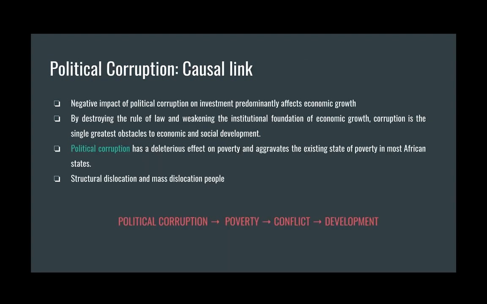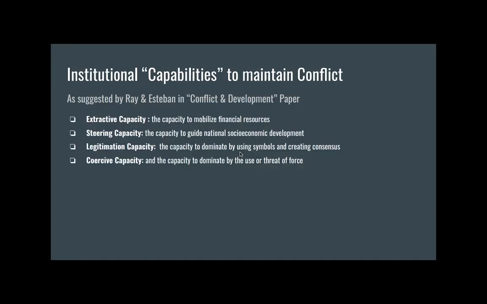Political corruption has a negative impact on investment. By destroying the rule of law and weakening the institutional foundation of economic growth, corruption is the single greatest obstacle to economic and social development. The causal link between conflict, poverty, and development is that political corruption has a deleterious and aggravating effect on poverty in most African countries, which leads to an increase in conflicts, which in turn leads to the stunting of development.